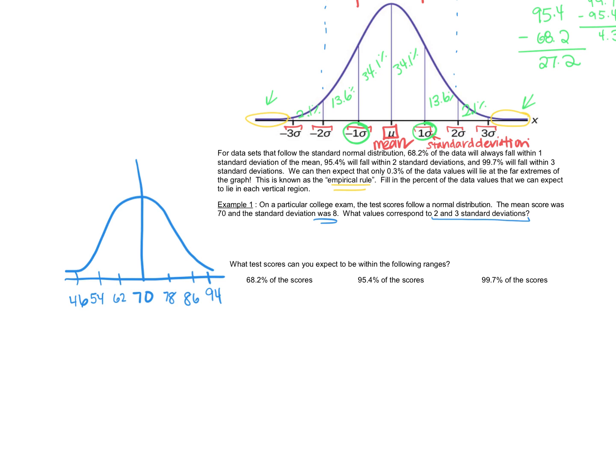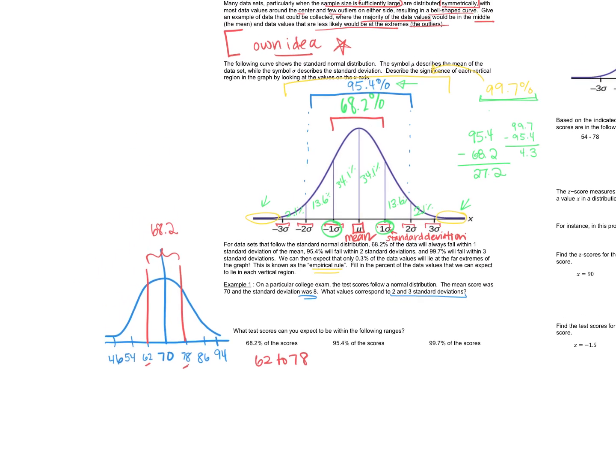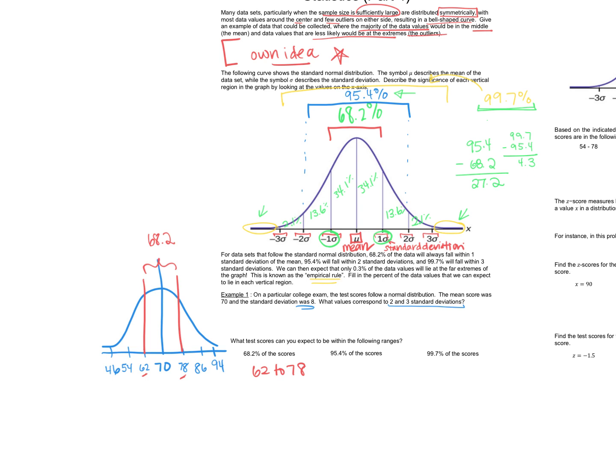So it says 68.2%. So that's really looking at that within 1 standard deviation. That was that 68.2. And so what test scores do we expect there? Well, that goes from 62 to 78. Then the 95.4, again, following just up above, that's within 2 standard deviations. That's what we had said. That was our empirical rule. And so that would be between 54 and 86.